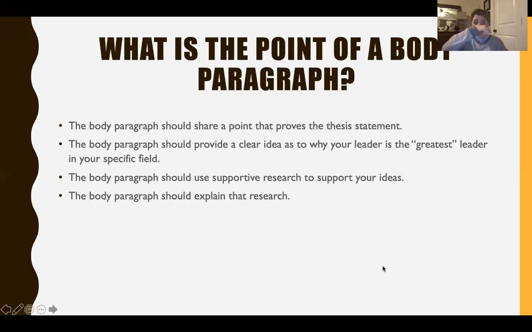So the next thing that I want to examine is, what is the point of a body paragraph? What is its job? The body paragraph should share a point that proves the thesis statement. The body paragraph should provide a clear idea as to why your leader is the greatest leader in your specific field. The body paragraph should use supportive research to support your ideas, and the body paragraph should explain that research as you're connecting it to the larger scheme of your essay.